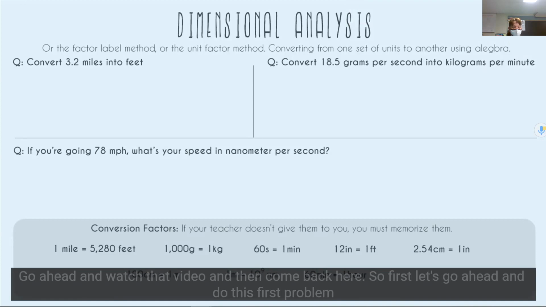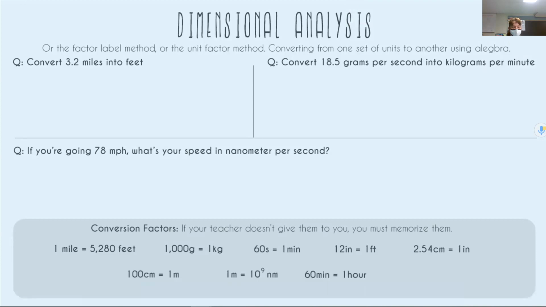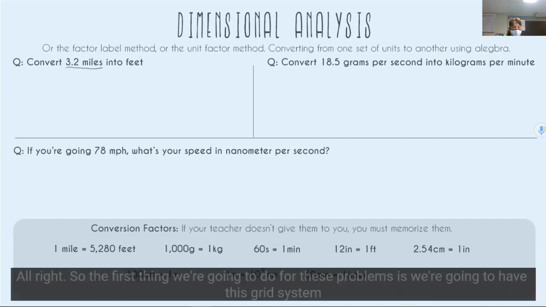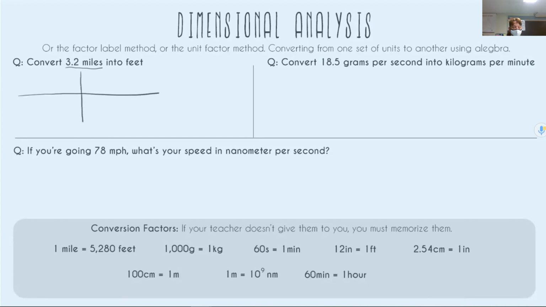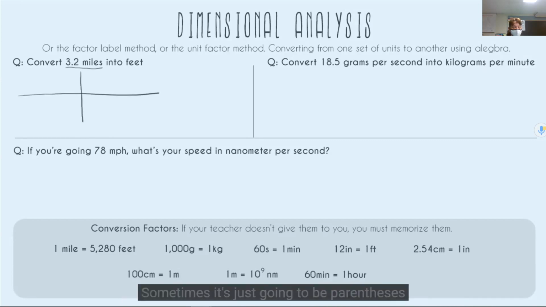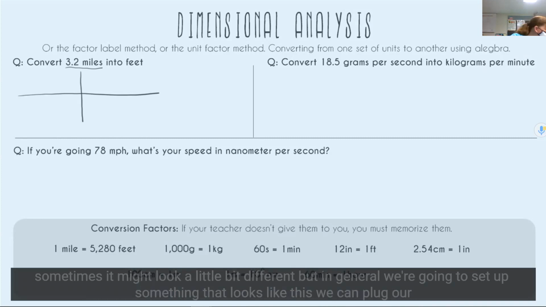So first, let's go ahead and do this first problem. We're going to convert 3.2 miles into feet. All right, so the first thing we're going to do for these problems is we're going to have this grid system. That's usually how dimensional analysis is shown. Sometimes it's just going to be parentheses. Sometimes it might look a little bit different. But in general, we're going to set up something that looks like this.